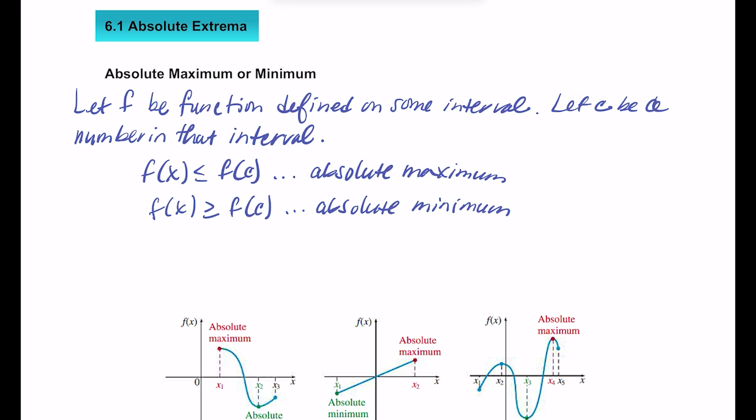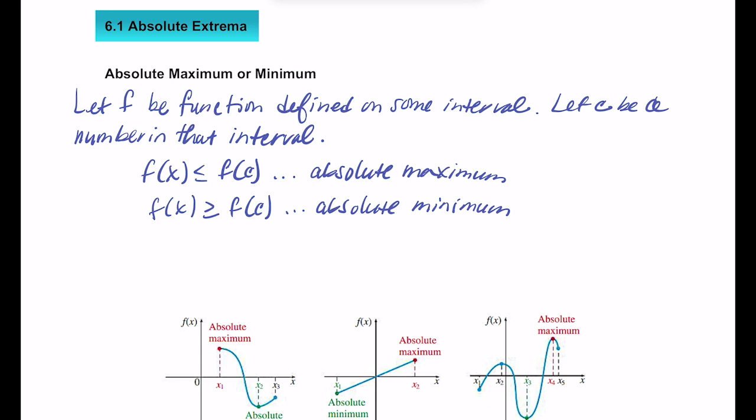When you hear the term absolute extrema, extrema is plural for extreme points, and we're referring to maxes and mins. Absolute maximum would be the highest point on that curve in that interval, and absolute minimum would be the lowest point on that curve in that interval. When we're talking about maxes and mins, we're really talking about the numbers, not the points. So it would be the y values.